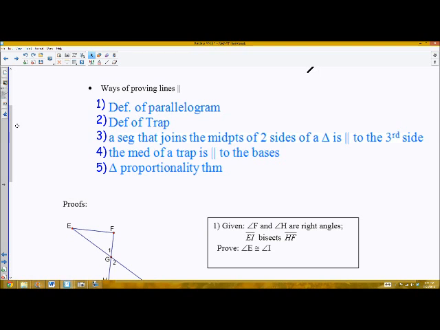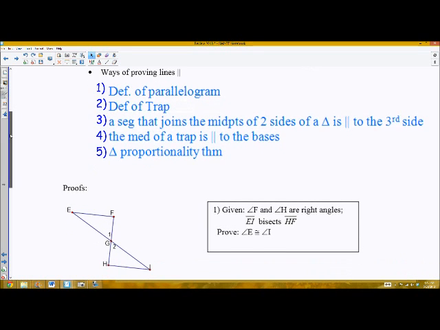And the triangle proportionality theorem, which we actually went over yesterday, is another way to prove lines parallel. If you're curious as to what each of these situations would look like, be sure to bring it up tomorrow when we meet in class.